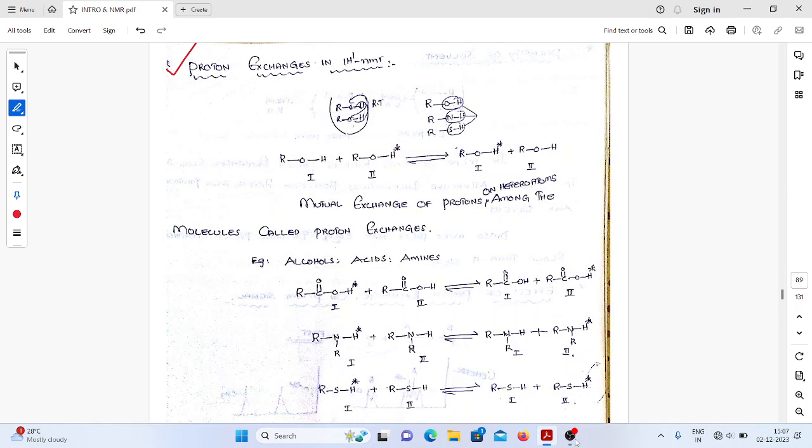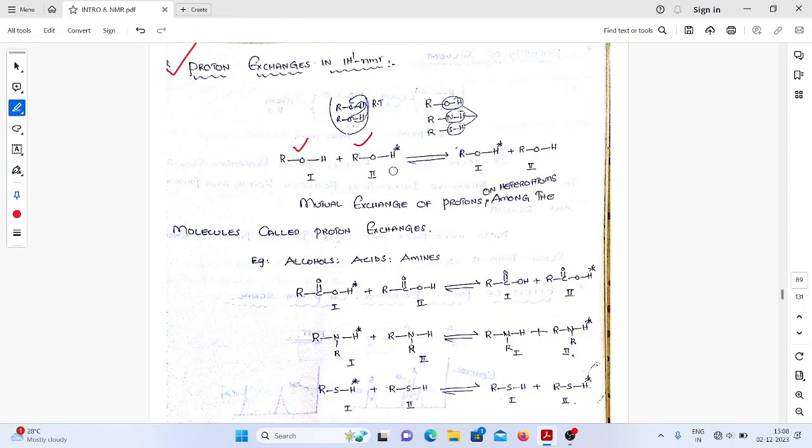Let's discuss the next topic, that is proton exchanges in proton NMR. Okay, suppose you have an alcohol molecule. Let's take 1 ml of alcohol, right? The alcohol containing two molecules. Assume, hypothetically, two alcohol molecules are present in one sample of alcohol, right?